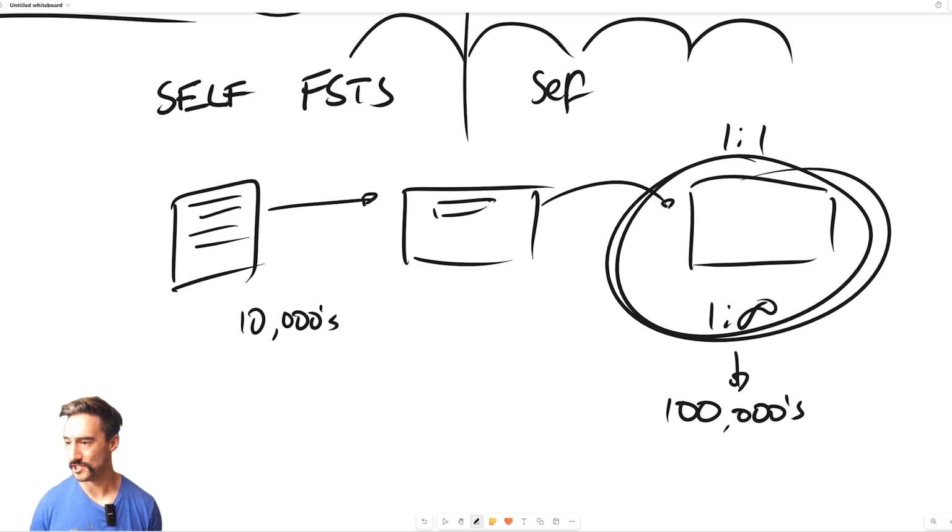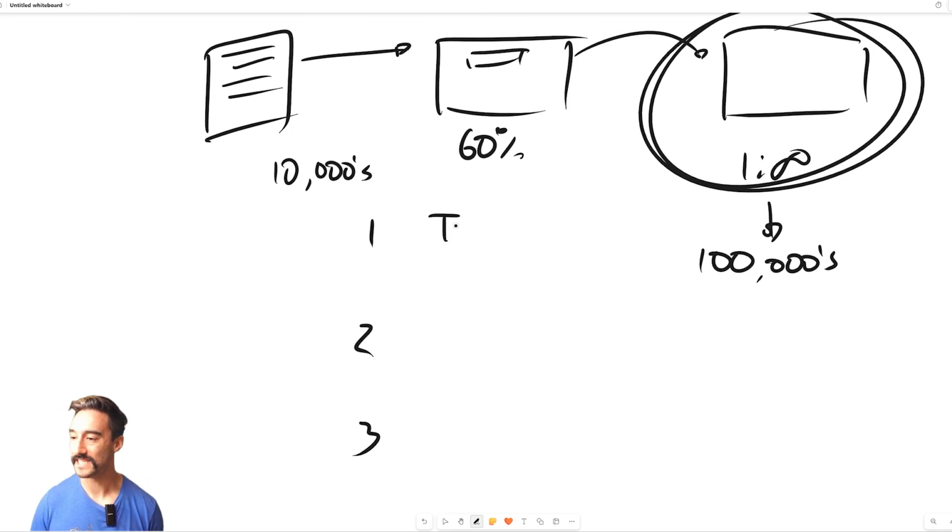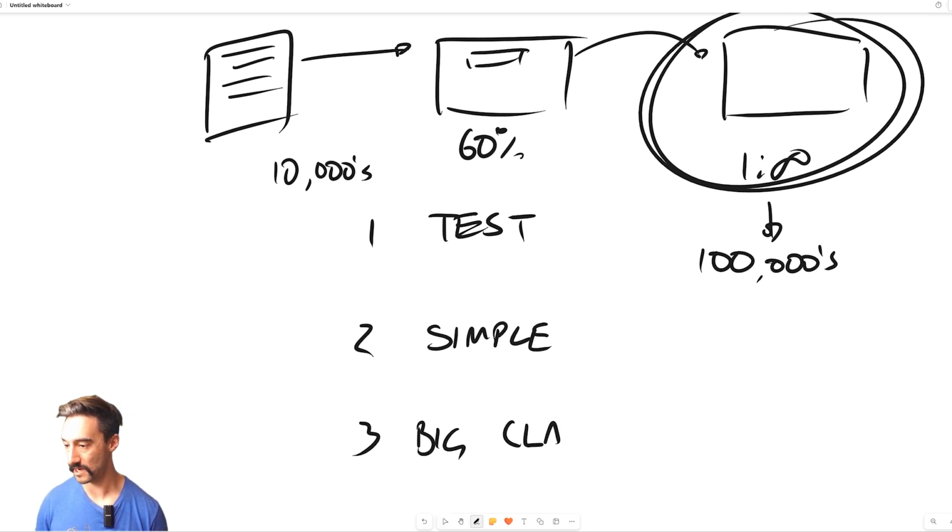Now, my opt-in pages get about a 60% conversion rate on average. And that's because I do 3 things. 1, I test my offers relentlessly. 2, I keep things really, really simple. And 3, I make very, very big claims.